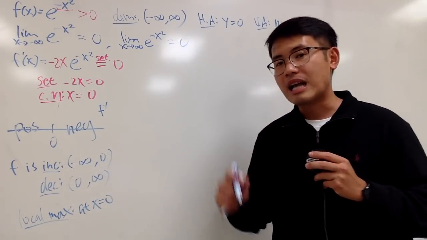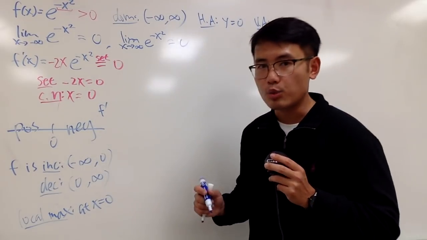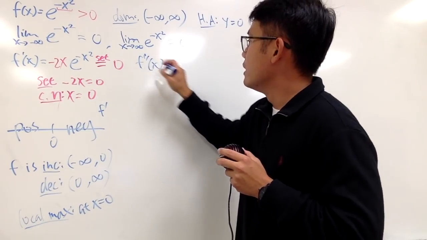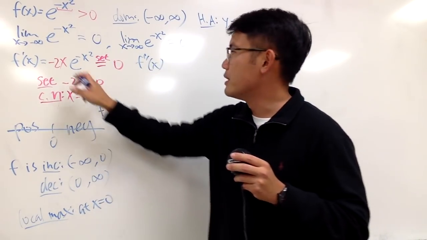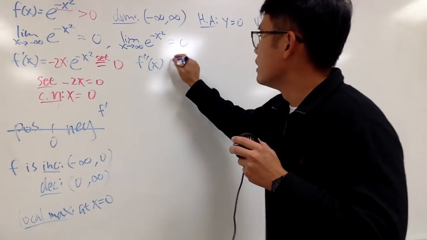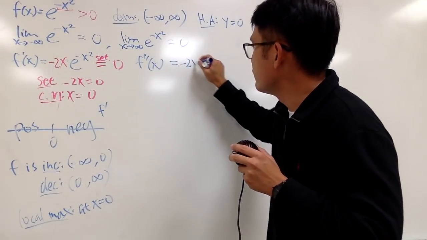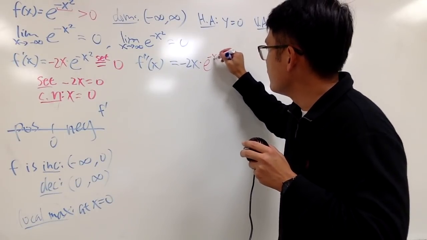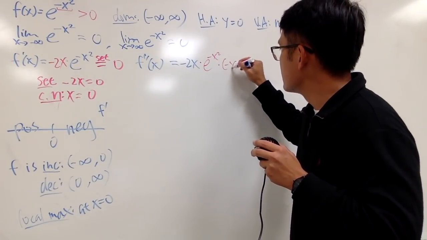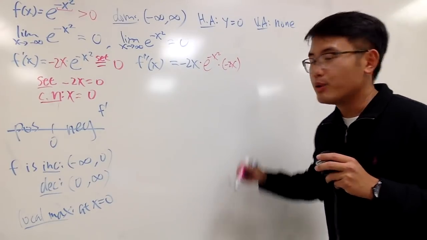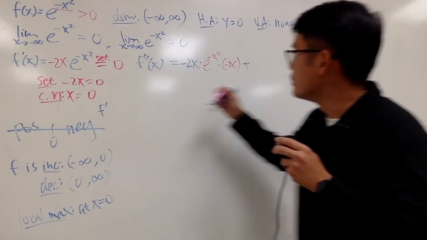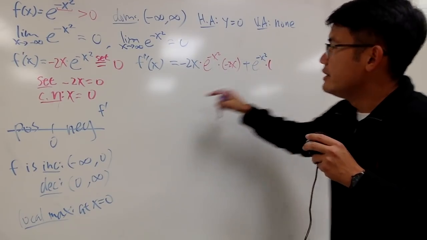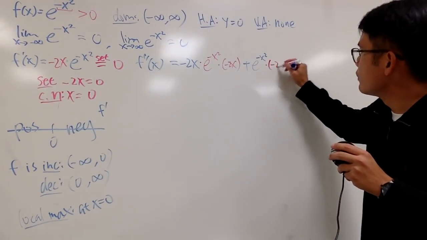And now let's talk about concavities. So we will have to utilize the second derivative. So let's go ahead and do the second derivative right here. In this case, we do have to use the product rule because this is first times second. So I will keep the first function, which is negative 2x, and then I will multiply by the derivative, which is e to the negative x squared times negative 2x, like this. And then we are going to add the second function, which is e to the negative x squared, and then we multiply by the derivative of that, which is negative 2.